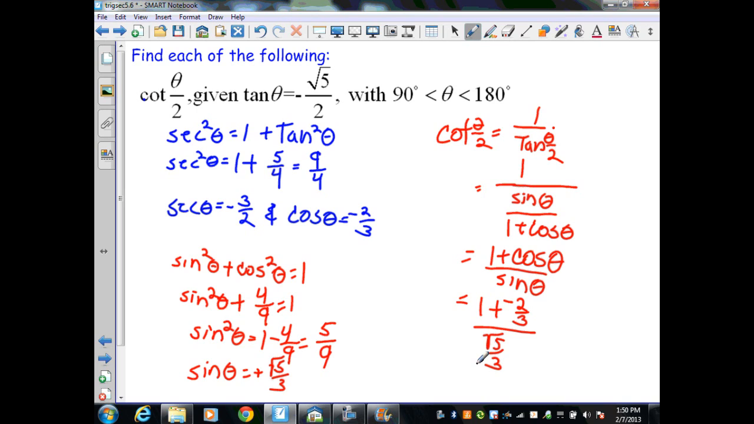And when I simplify the numerator, that gives me 1/3 over the square root of 5 over 3. And when I invert and multiply, that gives me 1 over the square root of 5. And when I rationalize, that's going to give me the square root of 5 over 5. And that value should turn out positive, because if I have theta over 2, I'd divide both sides by 2. That would give me 45 and 90. Therefore, theta over 2 lies between 45 and 90, and cotangent is positive in quadrant 1.